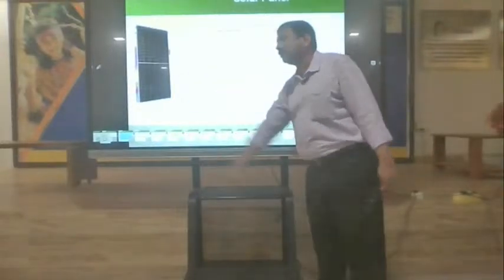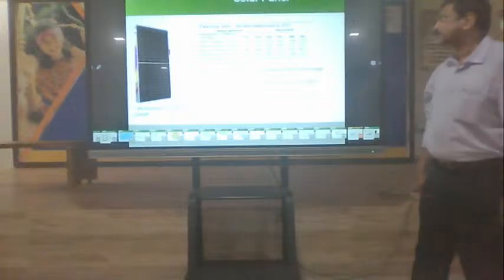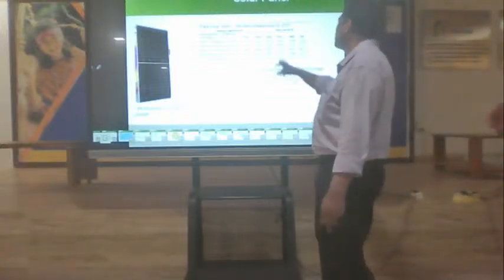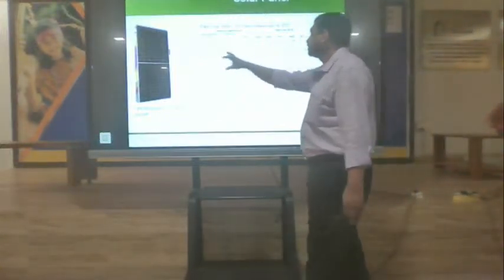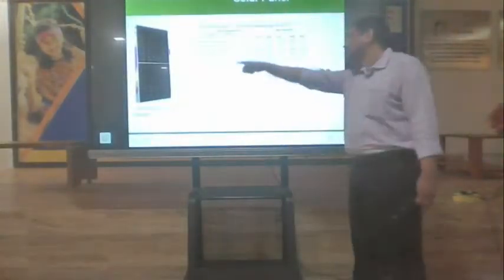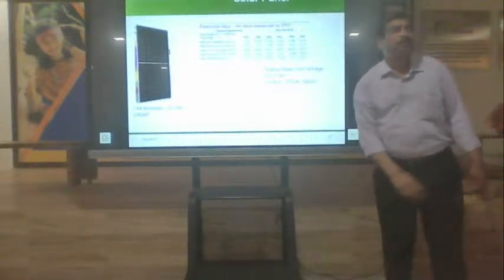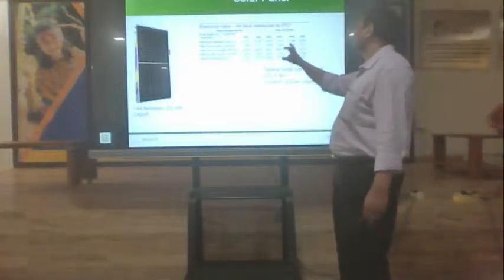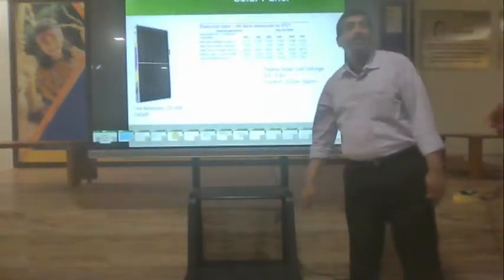Say if this panel is subjected to full intensity of light falling on it, then it will generate certain current. What is that maximum current? It will be the maximum current, IMPP, that is called. For this particular panel it is around 12.91. So 12.91 amps generates from that panel. When this much load is generated, the voltage across the panel is going to be 41.8.